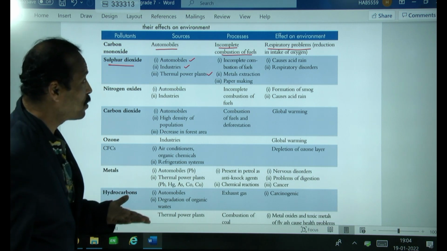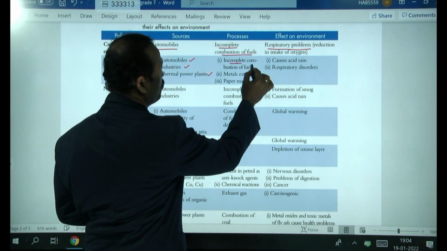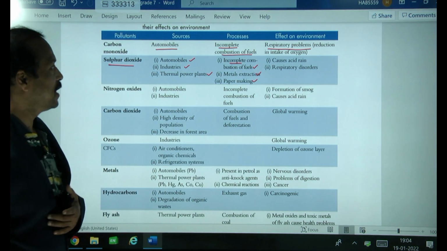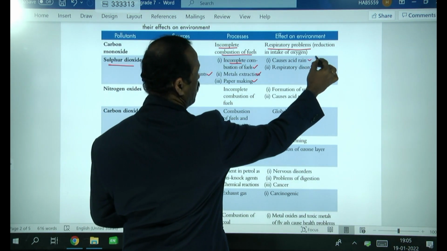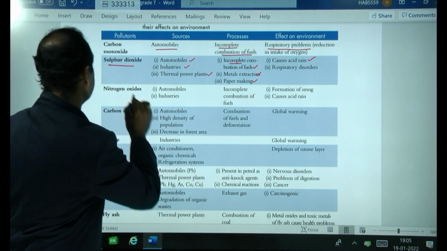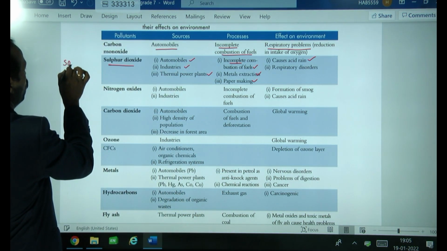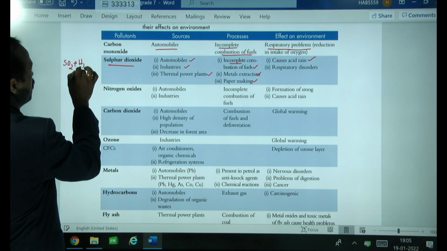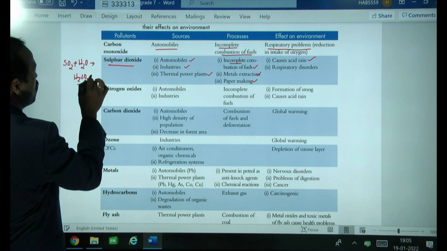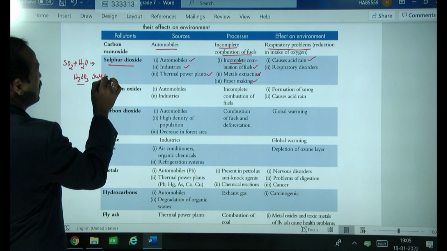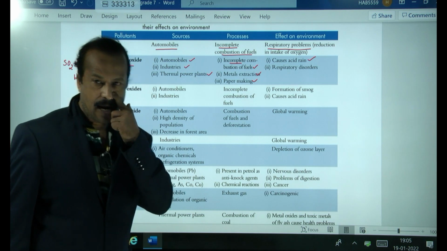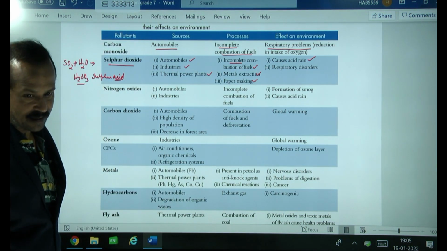Okay. So what is the process? Here also, incomplete combustion of the fuels, and metal extraction and paper making. So this will be releasing it, and it causes acid rain. Because sulfur dioxide, when mixed with water, forms sulfurous acid. The formula of sulfur dioxide is SO2, and when it mixes with rainwater, H2O, it forms H2SO3. This is called sulfurous acid, and this causes acid rain and respiratory disorders. Is this clear?